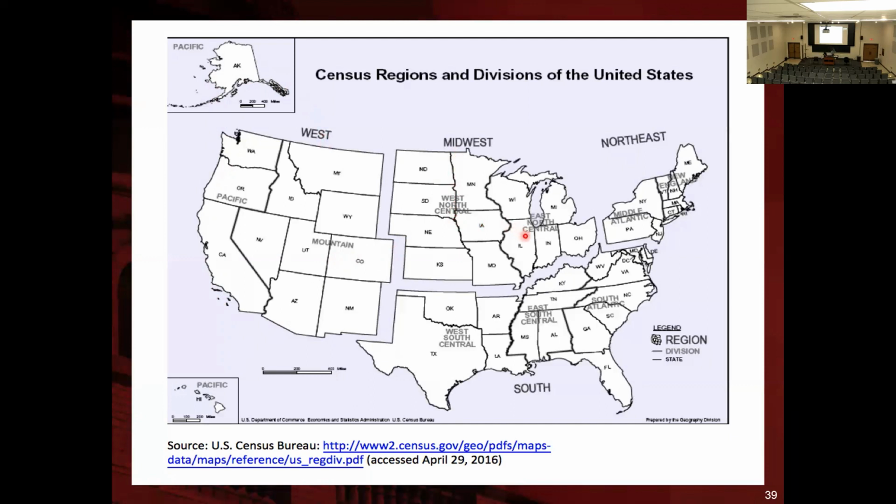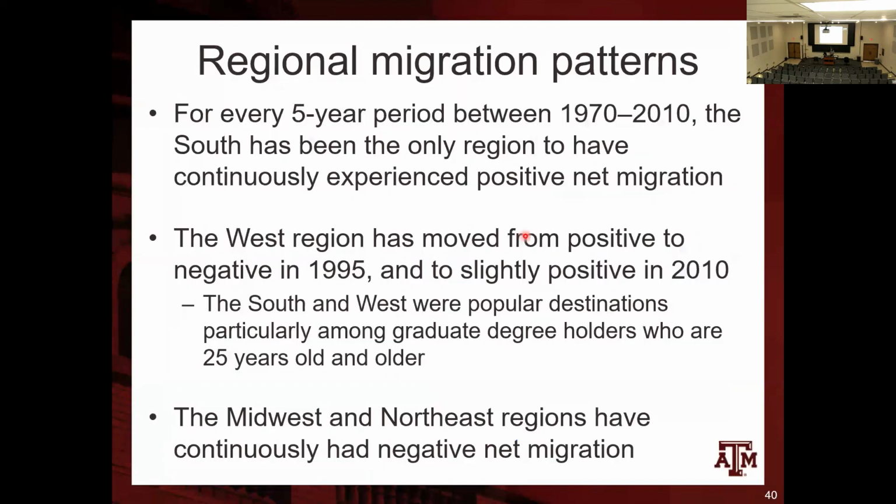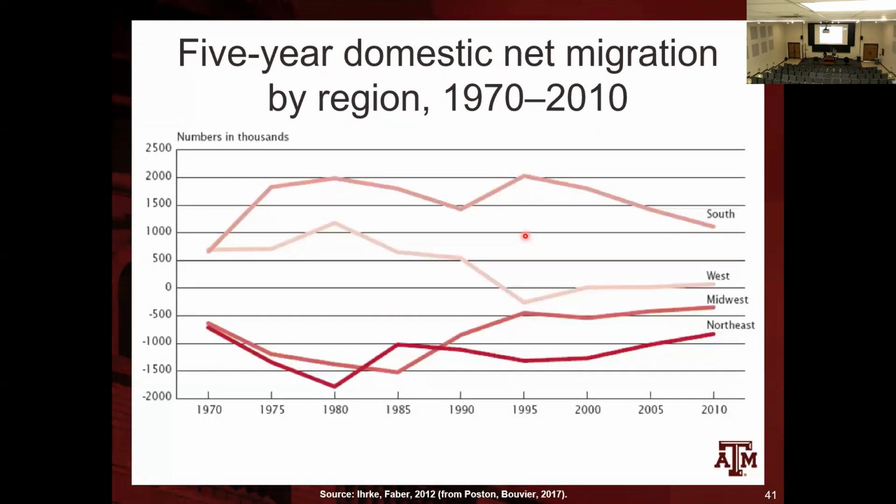And of course, within the divisions, you have the states. And within the states, you have the counties, right? So you can go even further and do analysis of internal migration for smaller geographical areas. So this slide here pretty much is summarizing this graph.